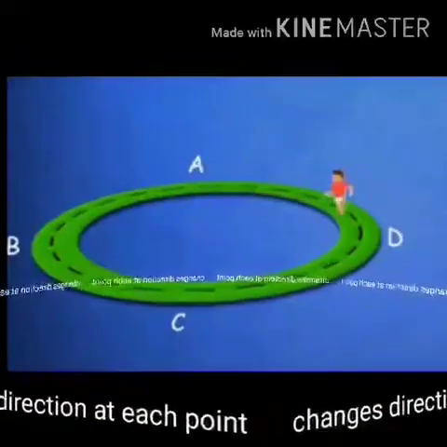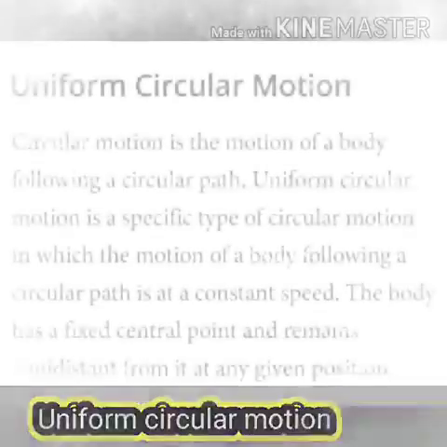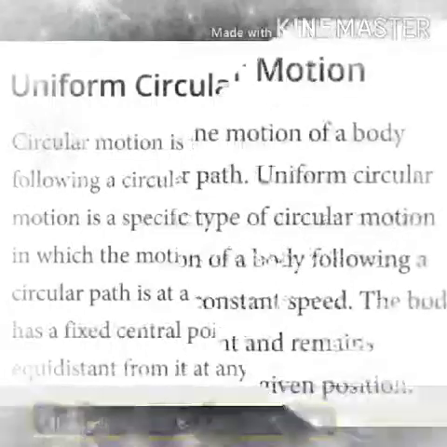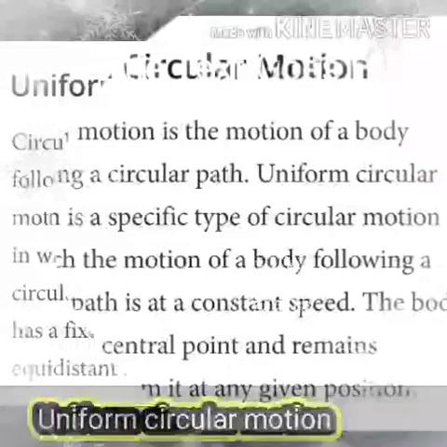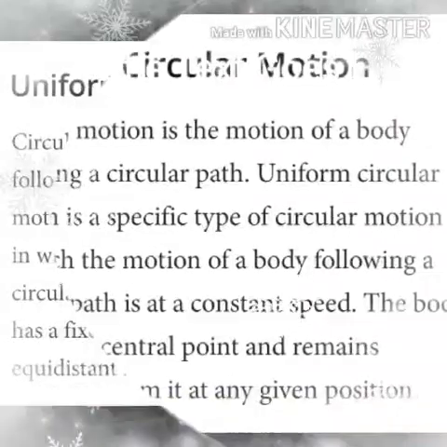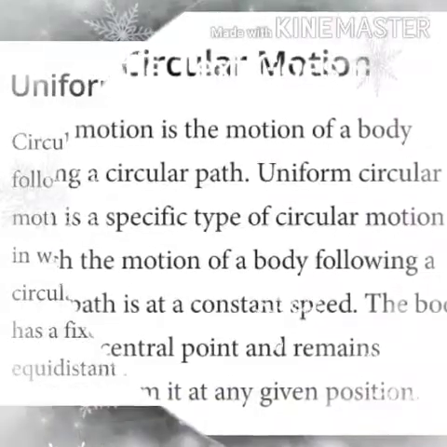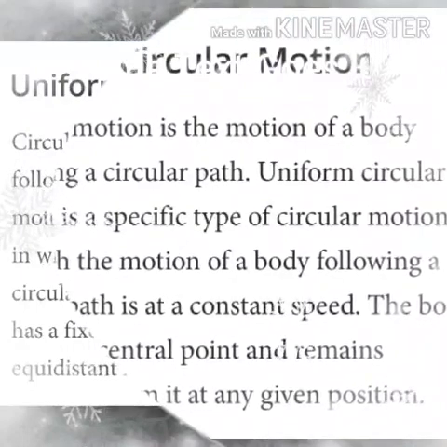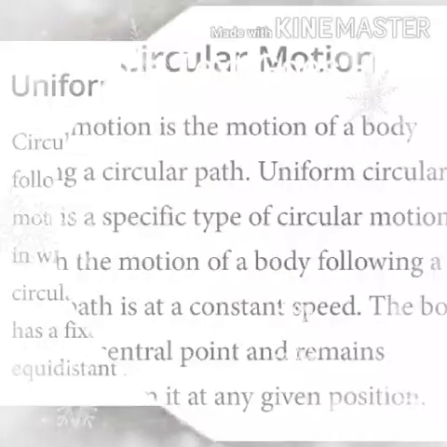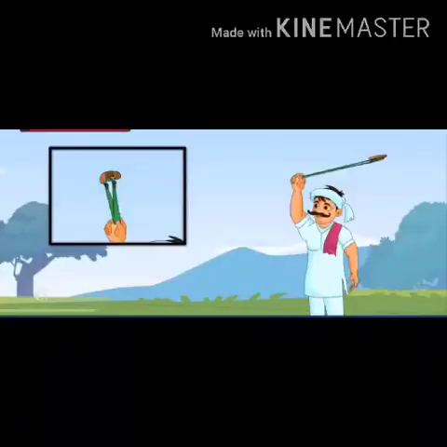When an object is moving with a constant speed along a circular path, the change in velocity is only due to the change in direction. Hence, it is accelerated motion. When an object moves with constant speed along a circular path, it is called uniform circular motion. For example, the motion of a stone in a sling.